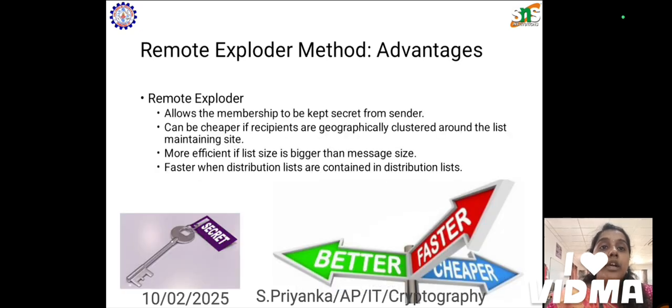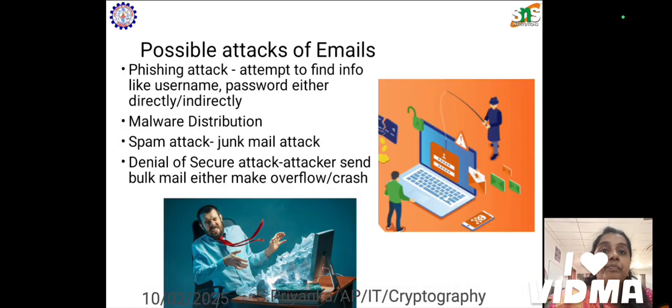Next is the remote exploder method. Let's see the advantages. The remote exploder allows the membership to be kept secret from the sender. It can be cheaper if recipients are geographically clustered around the list maintaining sites. Next, it is more effective if the list size is bigger than the message size. It's faster when distribution lists are contained in distribution lists.